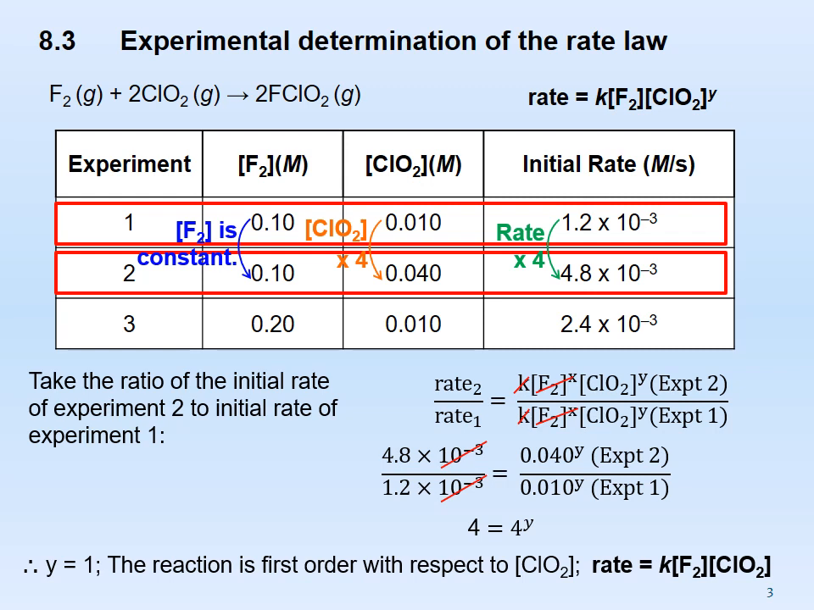Now we have the complete rate law. It is rate equals k times fluorine concentration times chlorine dioxide concentration. Showing the power of 1 is optional.